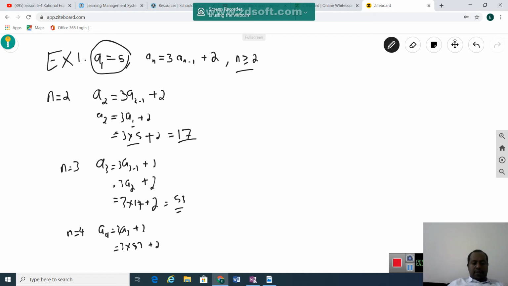Okay, 3 times 53 is 159. 159 plus 2 will be 161. So these are the first four terms of the sequence given by a_n is equal to 3 times a_(n-1) plus 2 for n greater than or equal to 2.